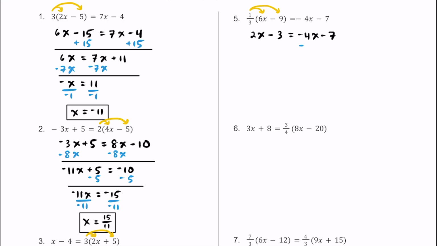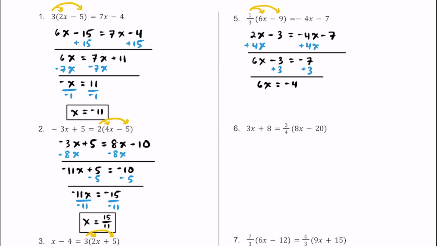Next, let's go ahead and move our terms around so we can combine them. So let's go ahead and add 4x to both sides of the equation. 2x plus 4x is going to equal 6x, and we have a minus 3 is equal to just this negative 7 on the right side. Next, we're going to go ahead and add 3 to both sides of the equation. If we do that, we're going to have 6x is equal to this negative 4.